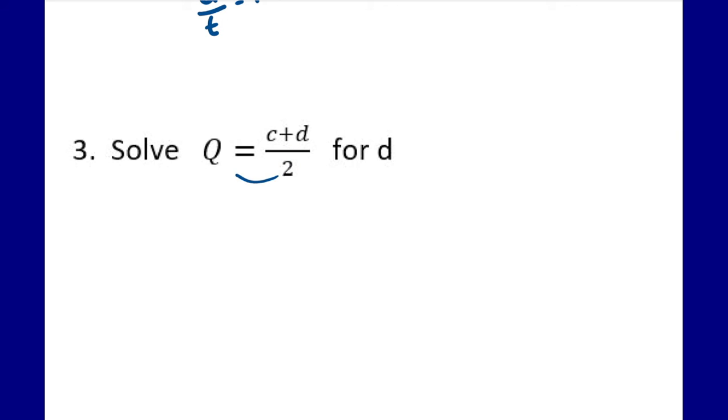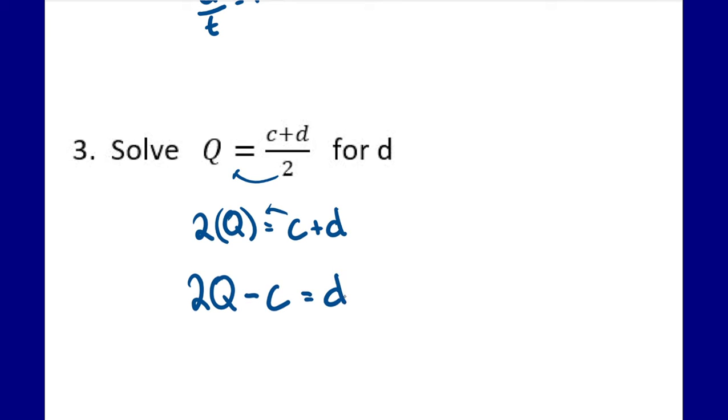So if I move this over to the other side, instead of dividing by 2, it becomes multiplied by 2. So 2 times Q equals C plus D. Now I want to get rid of the C, so I'm going to move that over. It becomes 2Q, and we don't really need to show the brackets because it's implied that there's multiplying between them. 2Q minus C equals D. Because when we move the C over, it goes from positive to negative, or from addition to subtraction. And now we've rearranged for D.